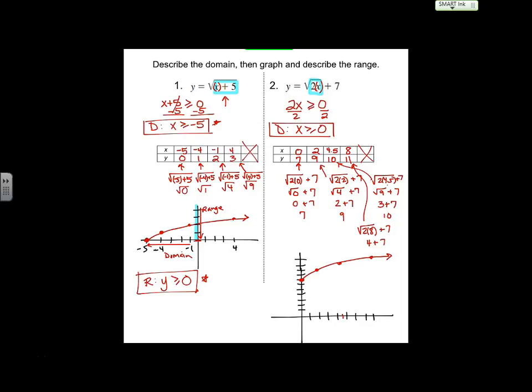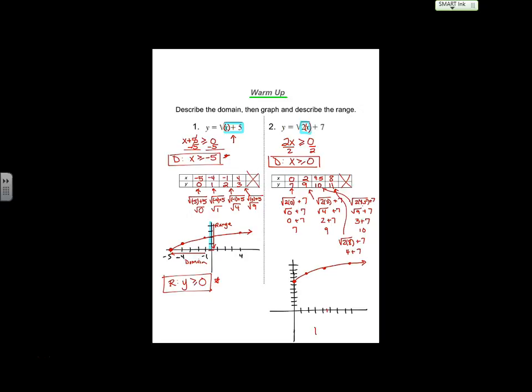How should we then describe its range? Y is above, so greater than or equal to, and what is it above? Remember, how low does it go? How low does it go? 7. How left does it go? 0. Yeah. You got it.